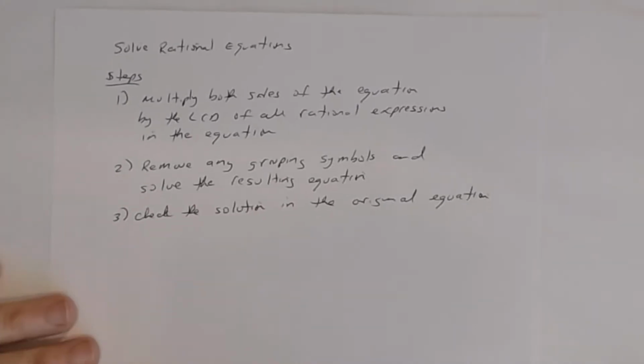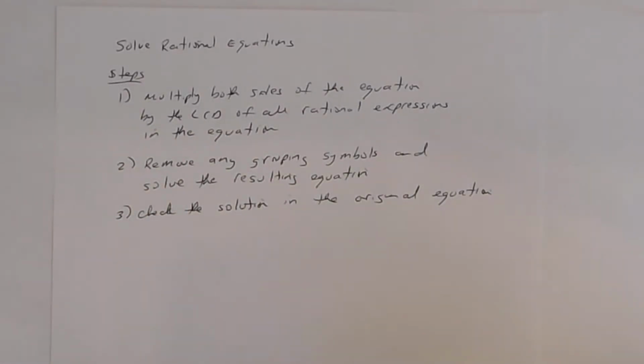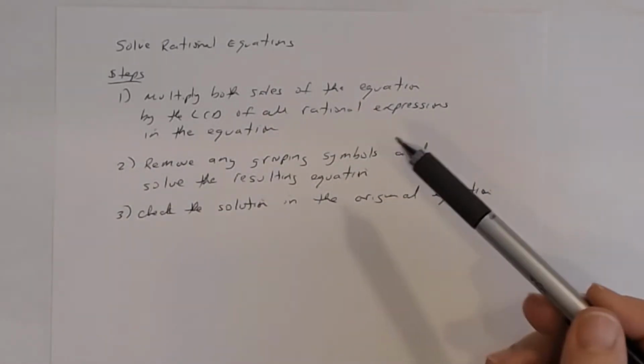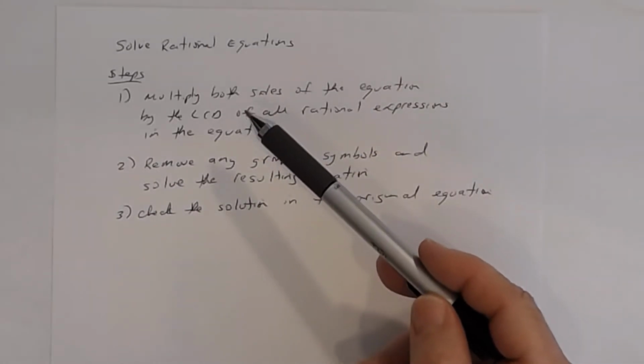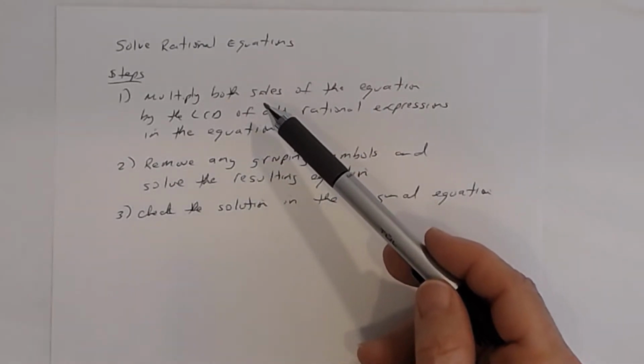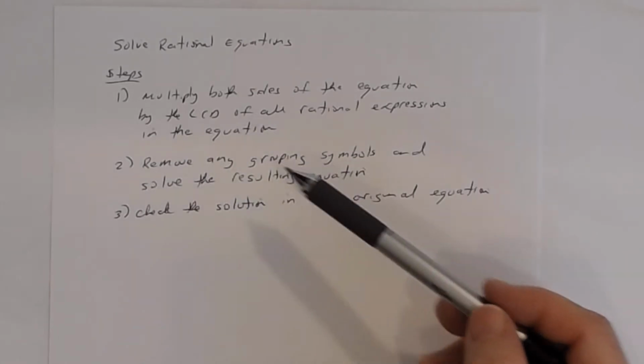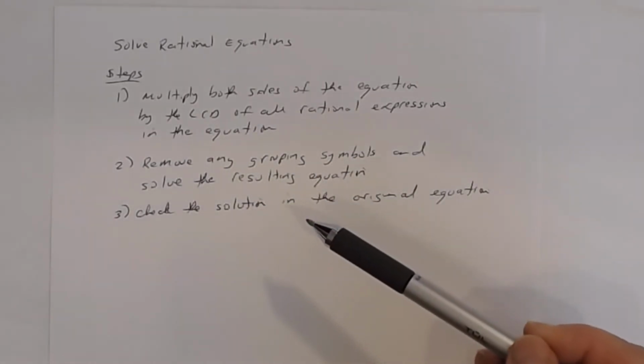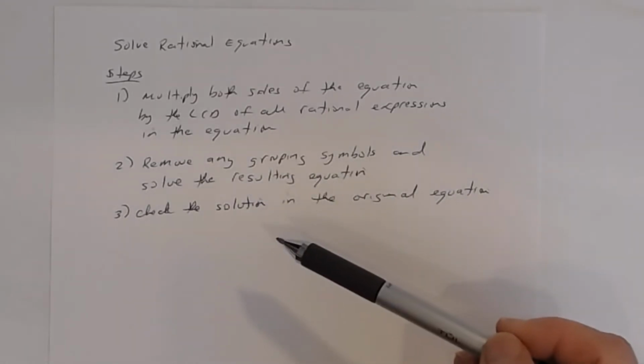All right, so there are some steps you're going to use when solving rational equations, and on the worksheet, you're going to see that red notation. The way that is done there is this way here. So the first thing you're going to do is multiply both sides of the equation by the least common denominator. Then you're going to remove any grouping symbols, in other words, distributing, things like that.